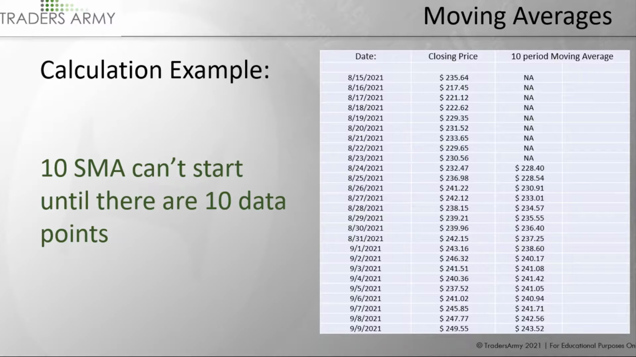If we look at the 10-period simple moving average, all it's doing is taking the average price over the last 10 periods. Notice that the first 9 numbers there say NA, as in not applicable. Well, we can't calculate a moving average of 10 items until we have 10 items. So once we get our 10th date, the price there of 232.47, the 10-period moving average on that day is 228.40. Now, that 228.40 is the average of every number that came before it, and that is what makes it a simple average. It's just a simple average of all the 10 numbers that came before it.